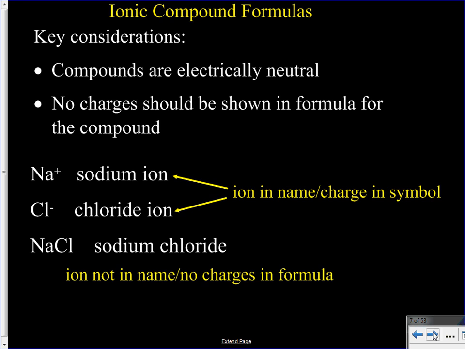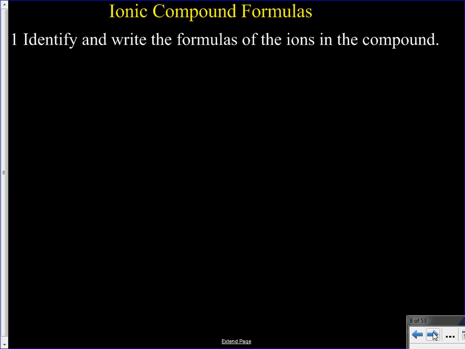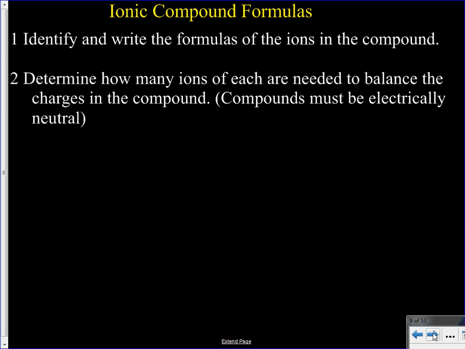So we're going to talk through the process for writing the formulas. The first step, when you get the name of an ionic compound, is to identify what are the ions in that compound and write down their formulas. Then we have to figure out how many ions of each of the elements are in there. How many do we need to balance the charges in the compound? Because remember, compounds have to be electrically neutral. They have to have the same total number of positive and negative charges. Now, they may not have the same number of ions of each, but the total charges have to be balanced.